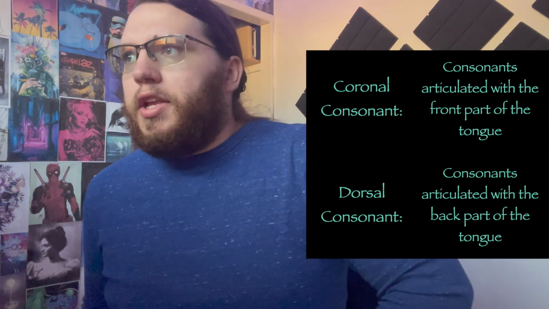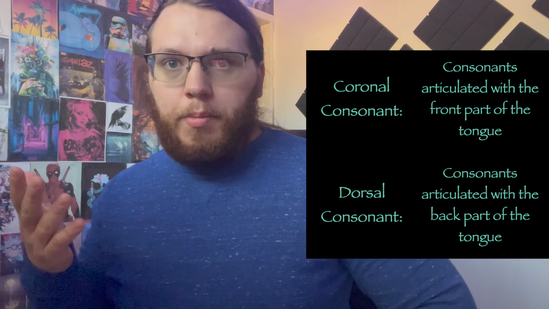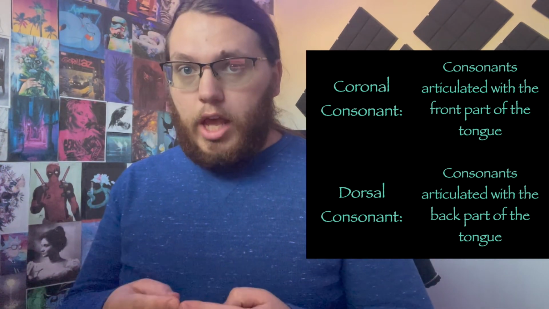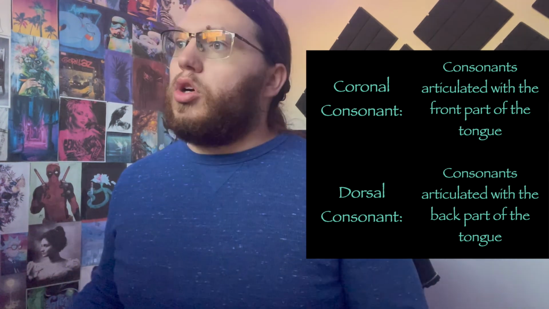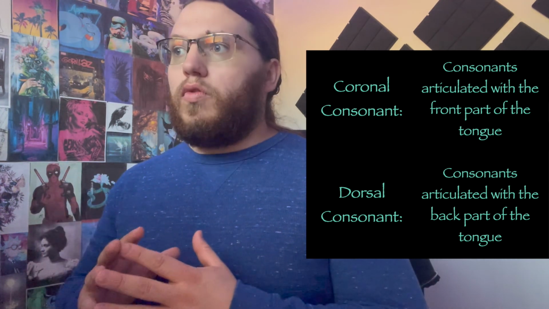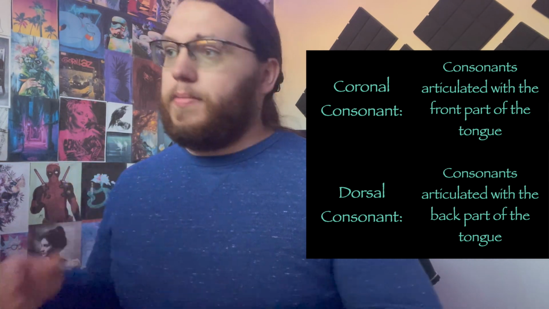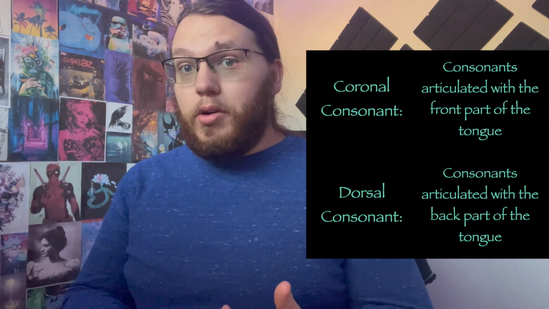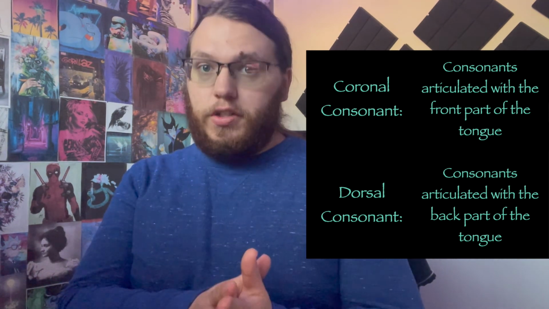Some other words you might see are coronal and dorsal. This refers to tongue anatomy again. Like I said, we have laminal, we have apical, which are 2 parts of the front of your tongue. Coronal and dorsal refers to whether you are using the front or the back of your tongue. So a laminal or an apical sound, both of those are going to be coronal because they are both using the front of your tongue.